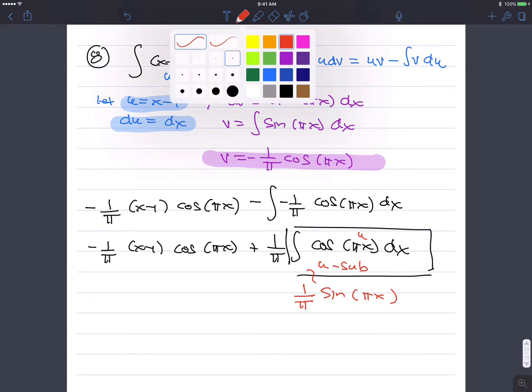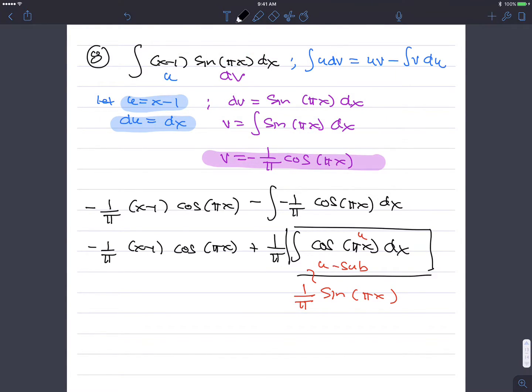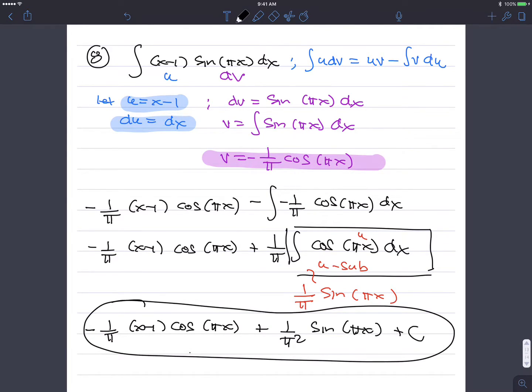So altogether, our final answer will be, here we go. Negative 1 over pi x minus 1 cosine pi x plus 1 over pi squared sine pi x plus C. Hard to write down there. Looks like chicken scratch. Okay, let's kick this up.